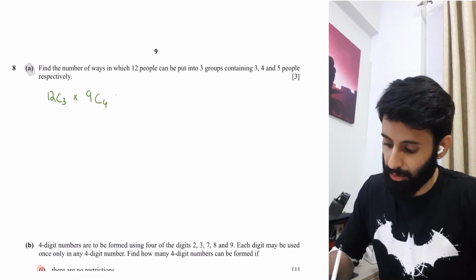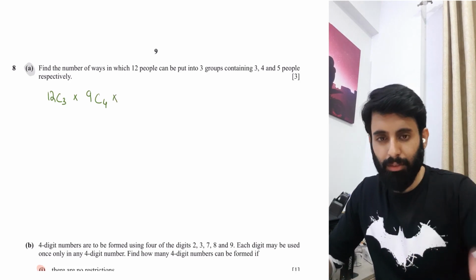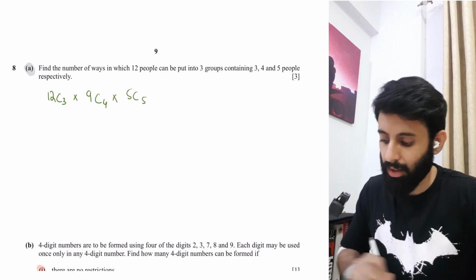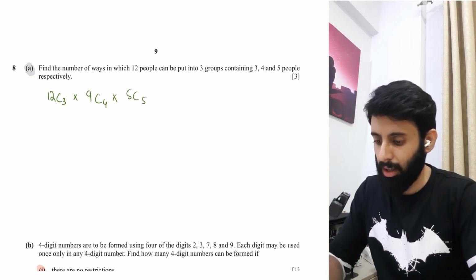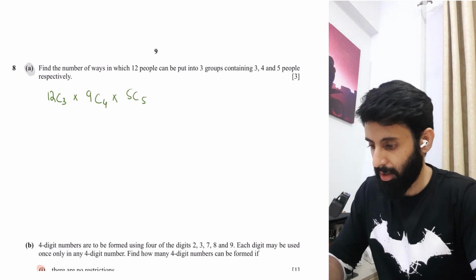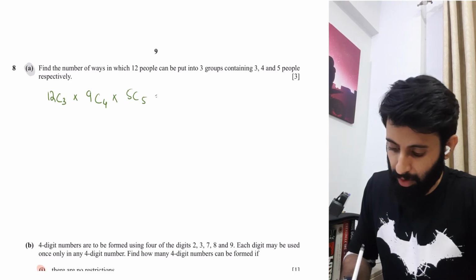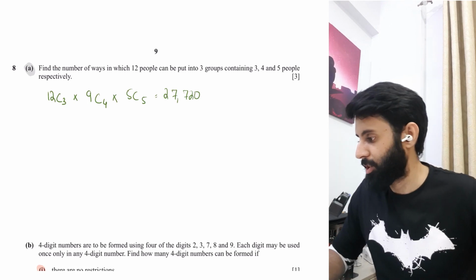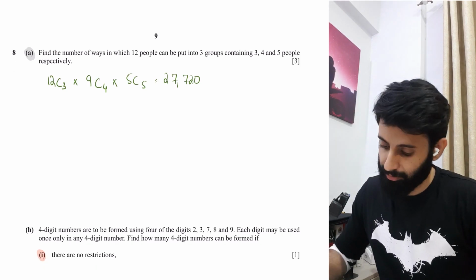So that's 9C4. And then out of the 9, 4 have been removed. So that means you just have 5. So that's going to be 5C5. And there you go. Just work this out, and you'll have the final answer. So 12C3 times 9C4 times 5C5, which is equal to 27,720, which is your final answer.